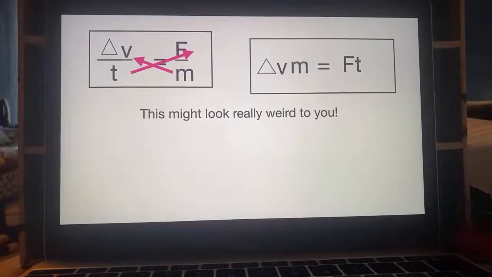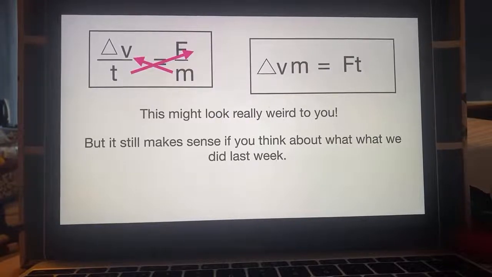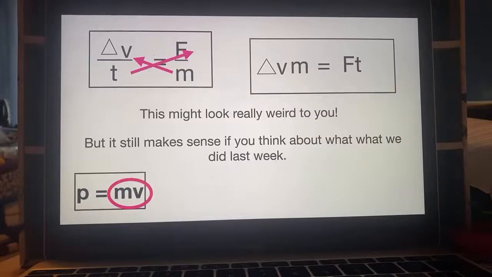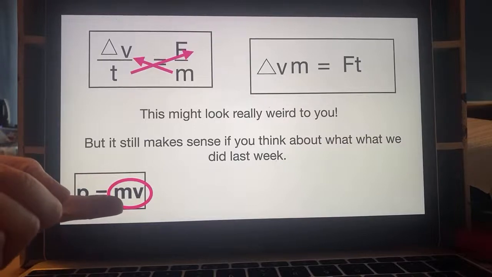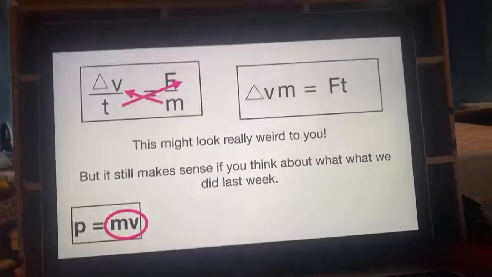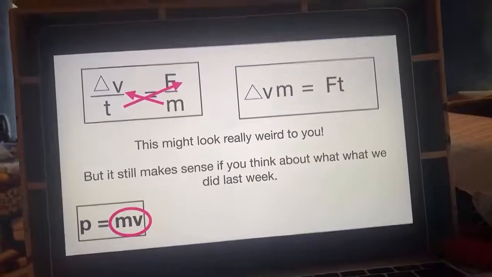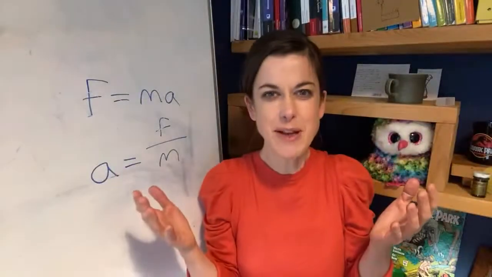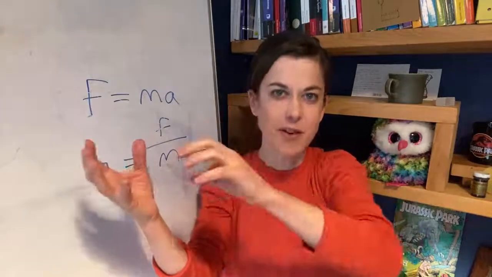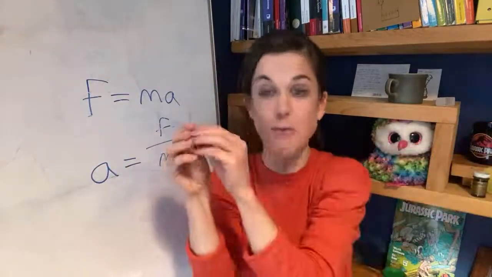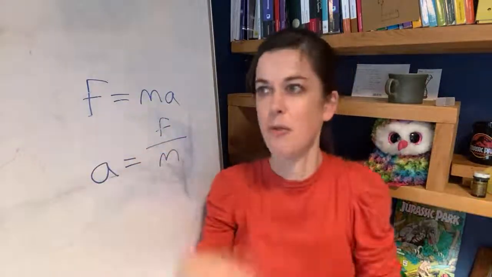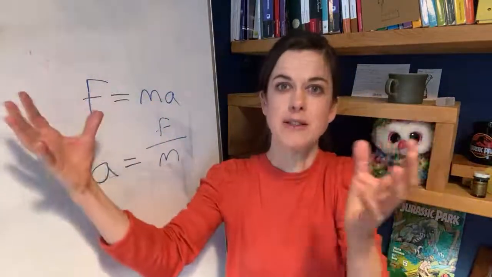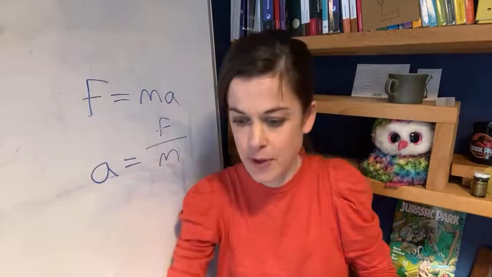This might look really weird, but it does make sense if you think about what we did last week. Let's do a little flashback. So momentum equals mass times velocity. We looked at how hard something was to stop being to do with its mass times its velocity. You remember about momentum? So mass times velocity equals how hard something is to stop. Like a bullet, very, very small mass, very big velocity, just as hard to stop as an elephant with a really big mass and a very slow velocity. Yeah? Right, good.